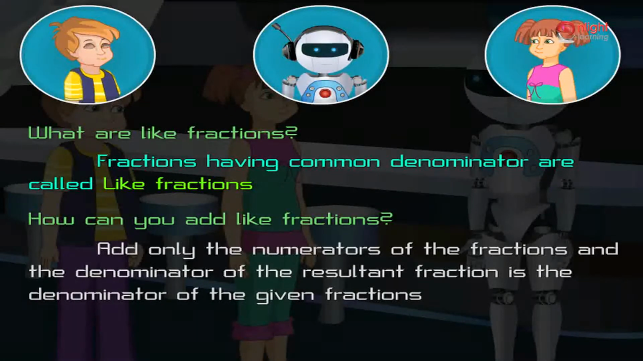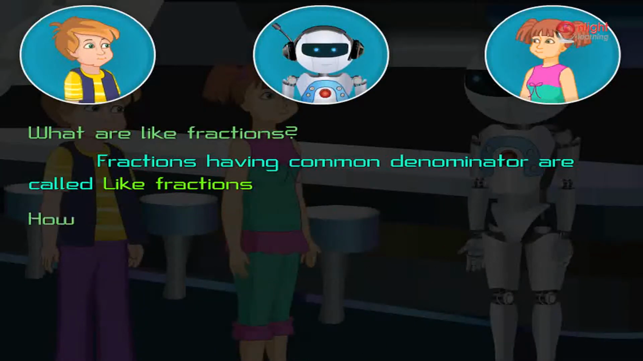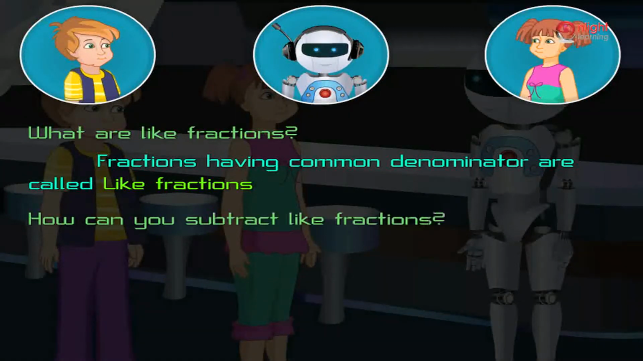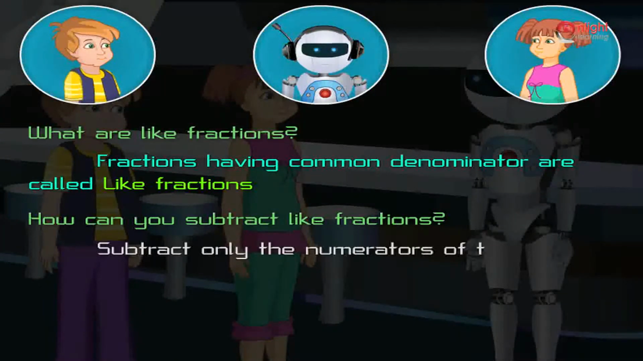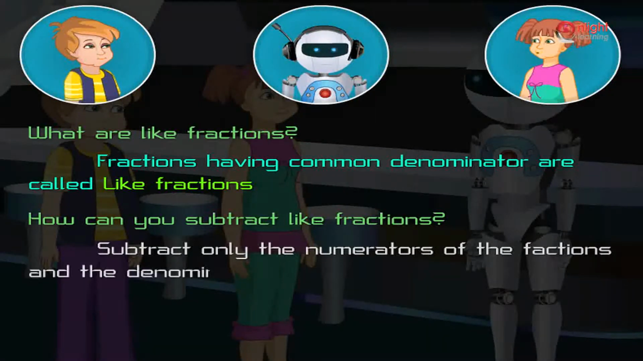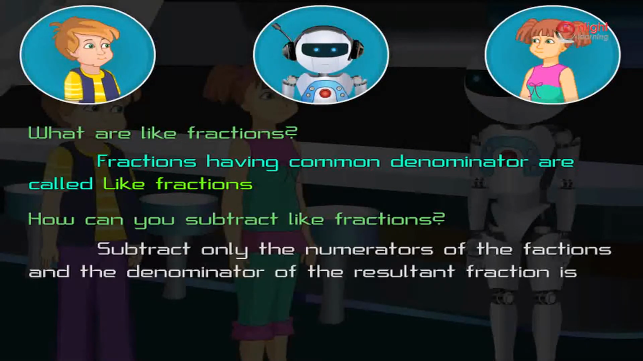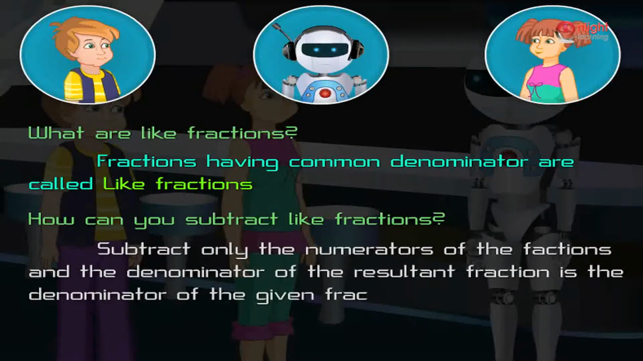For example, 3 by 4 plus 1 by 4 gives 4 by 4. How can you subtract like fractions? Subtraction of like fractions is similar to addition of like fractions. To subtract like fractions, we subtract only the numerators of the fractions and the denominator of the resultant fraction is the denominator of the given fractions. For example, 3 by 4 minus 1 by 4 gives 2 by 4.